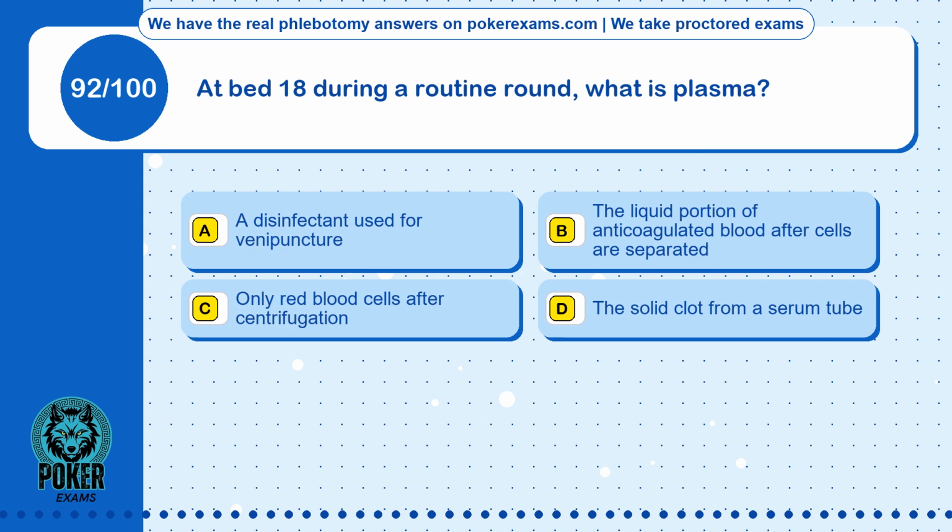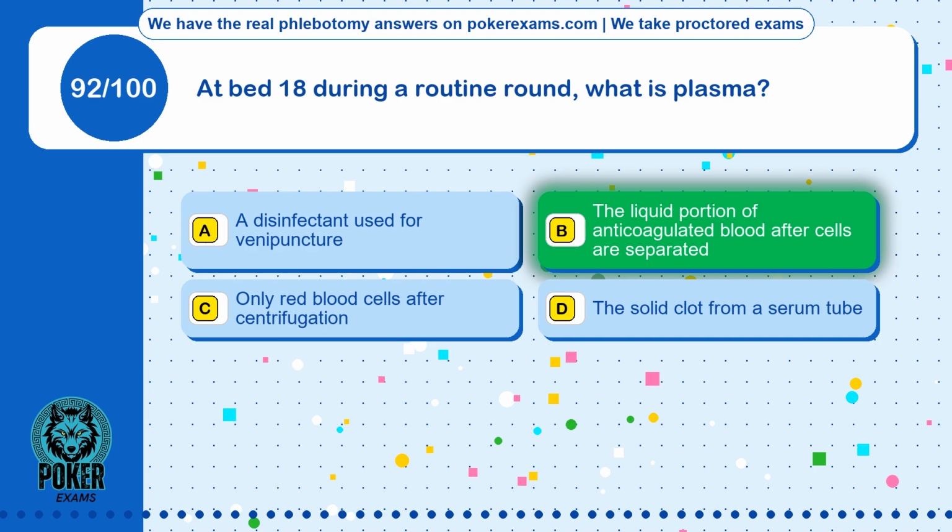Question 92. At bed 18 during a routine round, what is plasma? Option A. A disinfectant used for venipuncture. Option B. The liquid portion of anticoagulated blood after cells are separated. Option C. Only red blood cells after centrifugation. Option D. The solid clot from a serum tube.